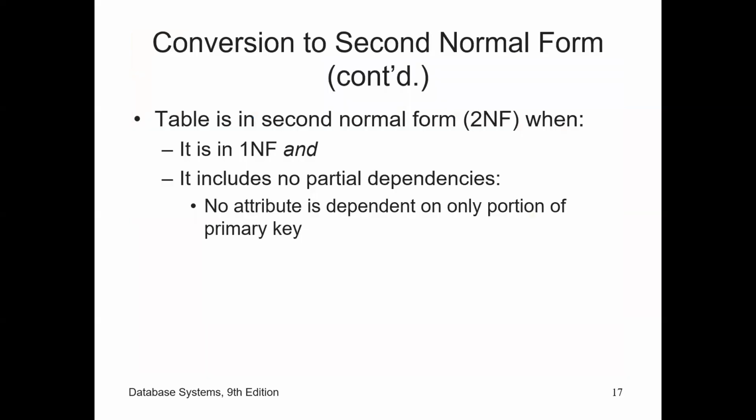Conversion to second normal form continued. A table is in second normal form when it is in first normal form and it includes no partial dependencies, that is, no attribute is dependent on only a portion of the primary key. Note that it is possible for a table in second normal form to exhibit transitive dependency. That is, the primary key may rely on one or more non-prime attributes to functionally determine other non-prime attributes, as indicated by a functional dependence among the non-prime attributes.